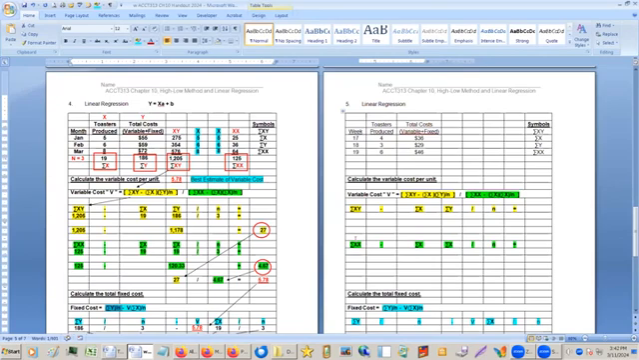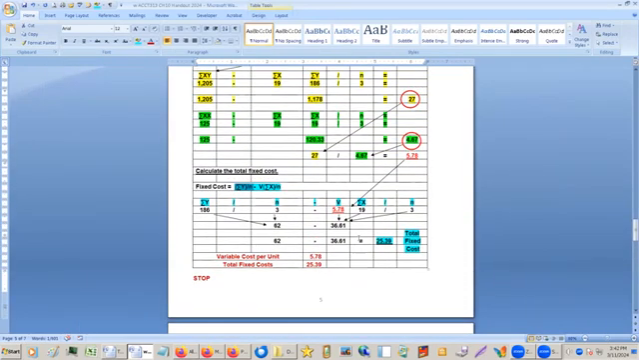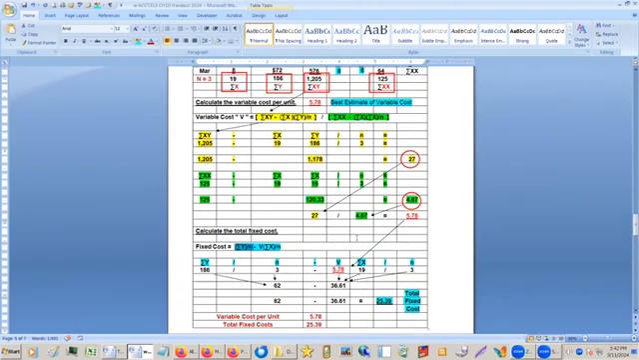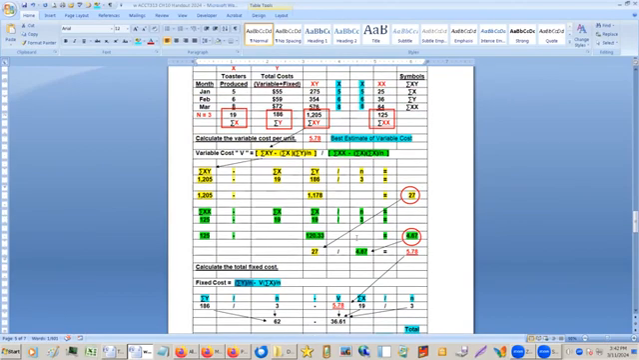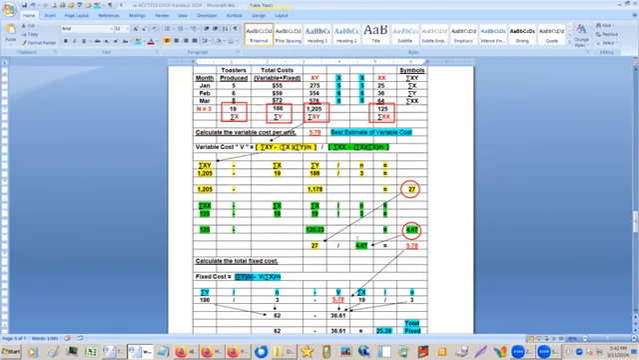You don't need to get the whole page in here. If you want, you can take a screenshot of the working out of the problem.